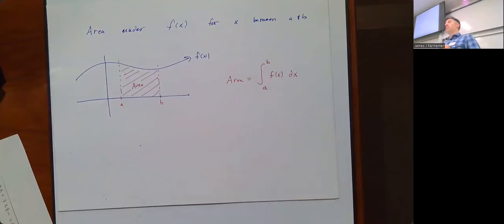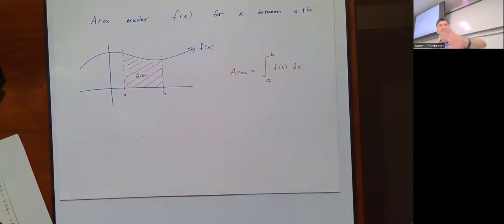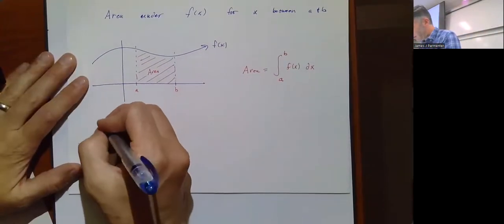One way you can calculate the area under a curve is by looking at the shape and asking, is it a shape I know? How much time have we got? I can give this like 5 minutes. All right, so here's an example.